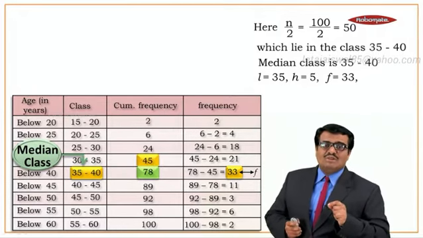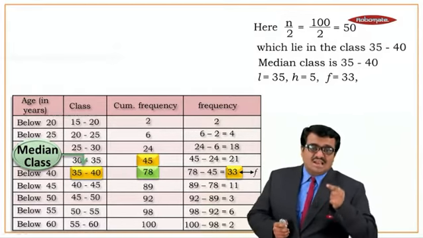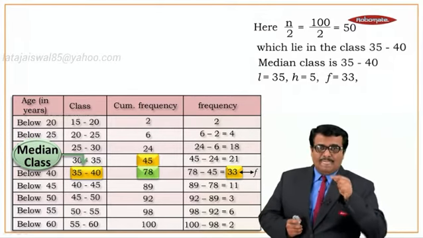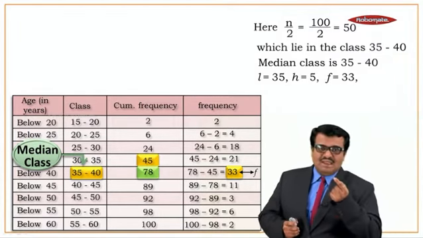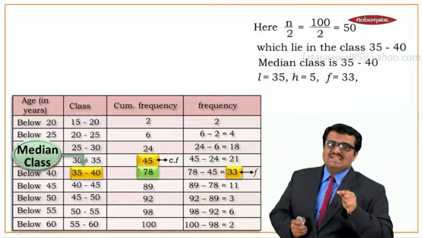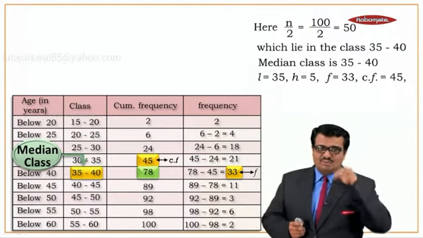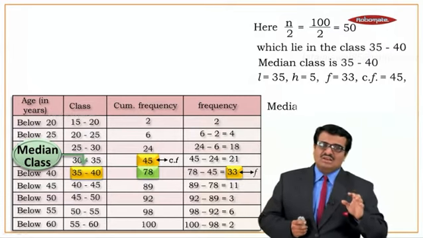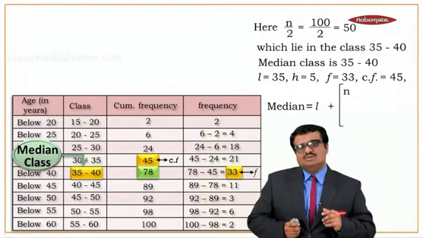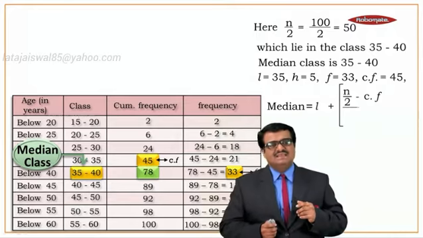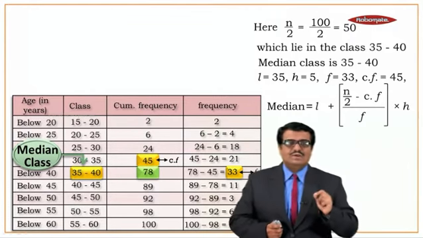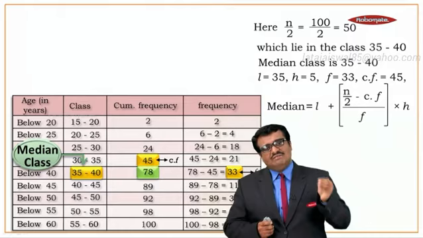Then the cumulative frequency of the class preceding the median class. The median class is 35 to 40. Preceding the median class is 30 to 35, and its cumulative frequency is 45. So let us note CF as 45. So all the values that are going to be used in the formula we have got. So let us start the formula. Median is equal to L plus N by 2 minus CF upon F, the whole into H.